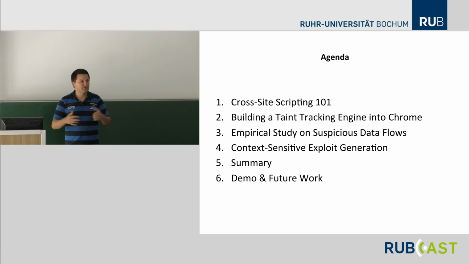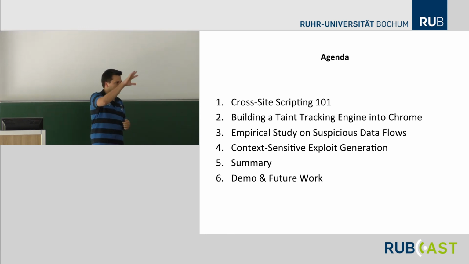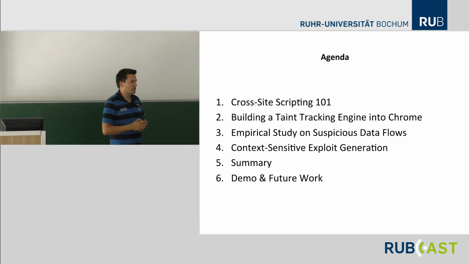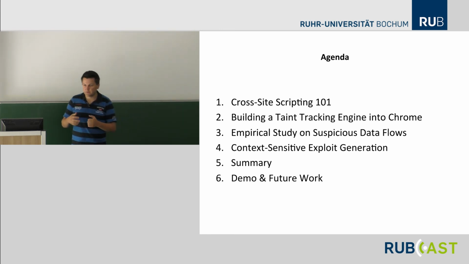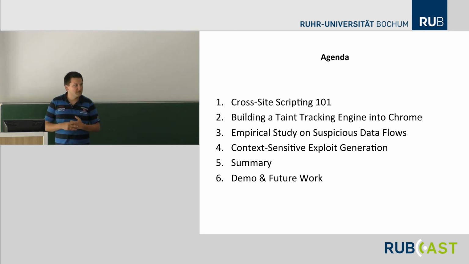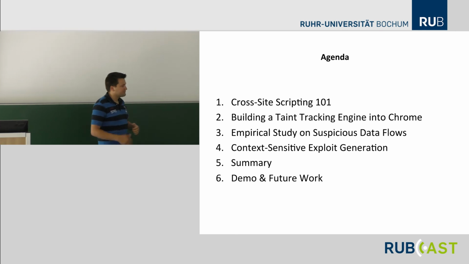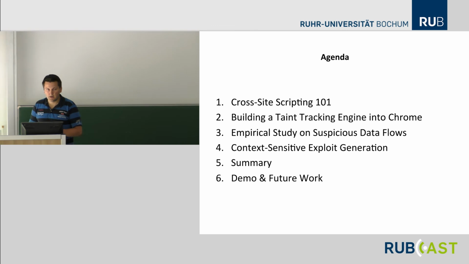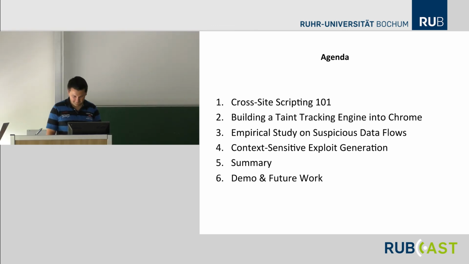We found a lot of suspicious data flows, meaning a data flow that comes from some user input and ends up in some security-sensitive function. Then we built an exploit generator to exploit these suspicious data flows, or at least we tried, and succeeded in most of the cases. I will show how this works and how many of these data flows in real websites we were able to exploit. I will also show some exploits and how we generate them. In the end, I will give a summary, and then I will also give a demo and cover some future work, but without camera.